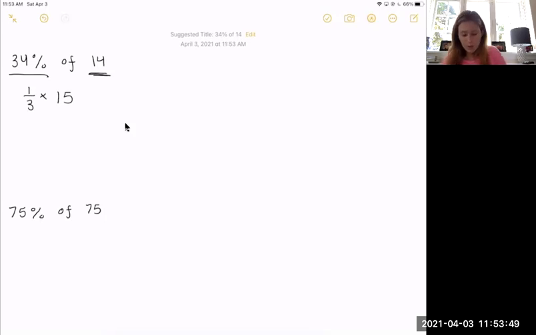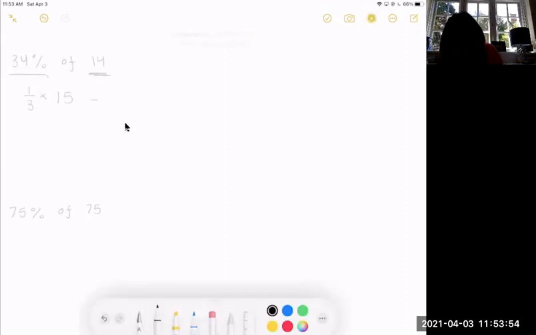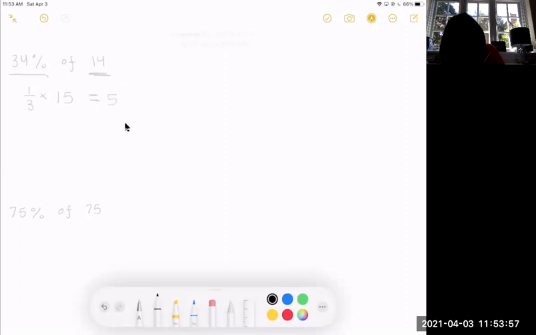So what's 15 divided by 3? That's going to equal 5.